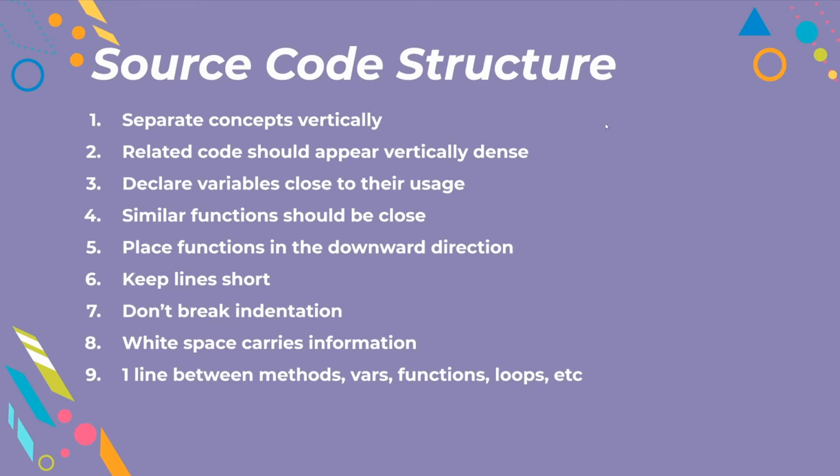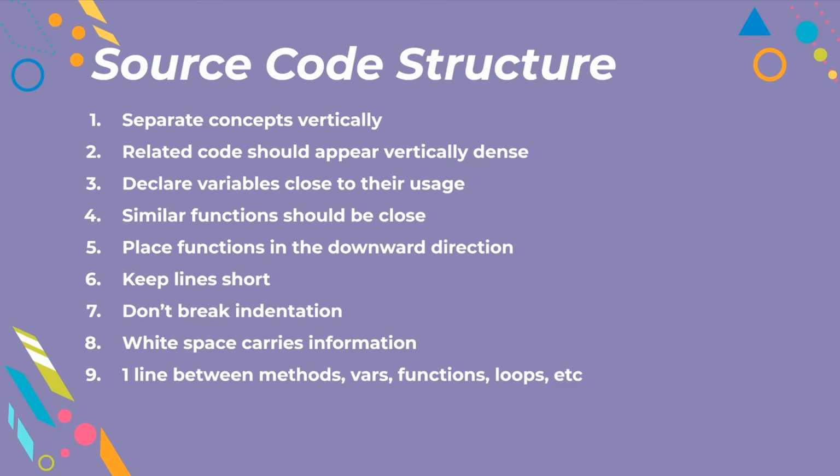So just very quickly, for the structure of your source code in general, you want to separate concepts vertically. It should be pretty intuitive, right? Typically we'll have functions or classes grouped together so that if they interact with each other, they'll be close to each other. That makes sense because you don't want to keep jumping back and forth to see what's going on.